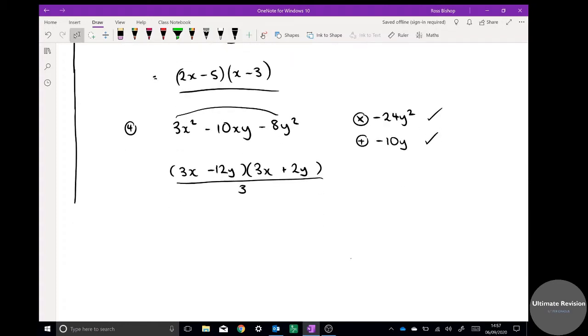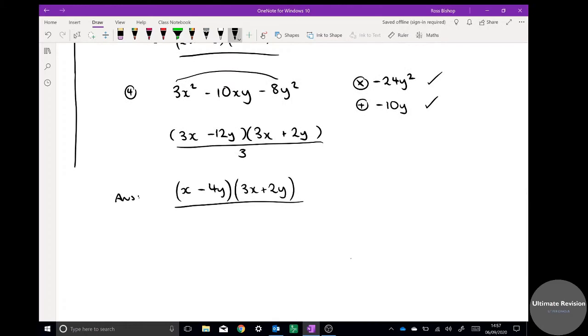Okay, exactly the same here. I can divide the first term by 3, so I get x minus 4y, and the second term stays the same, and we only divide one of those terms by the bottom, and that would be my answer. Quite slick. Again, if I multiply out the brackets, I will end up back where I was at the start, as a good check.